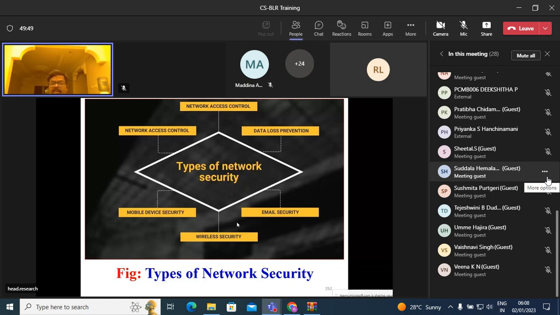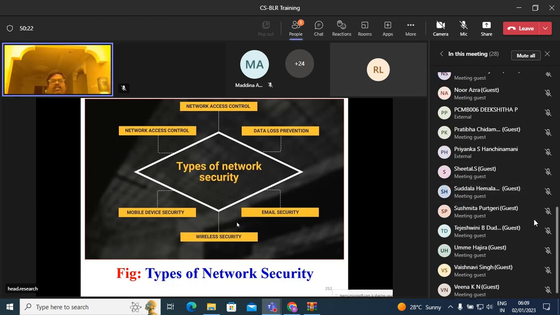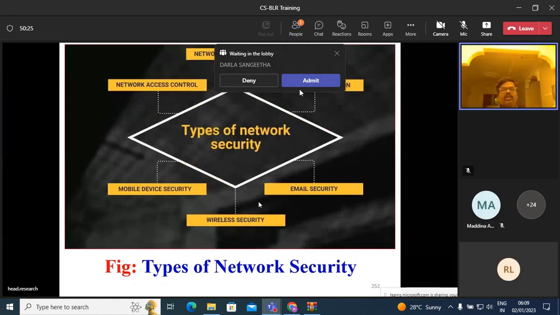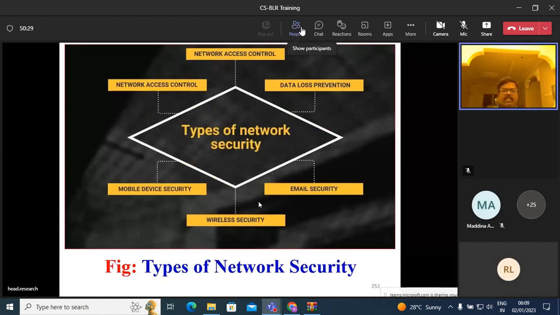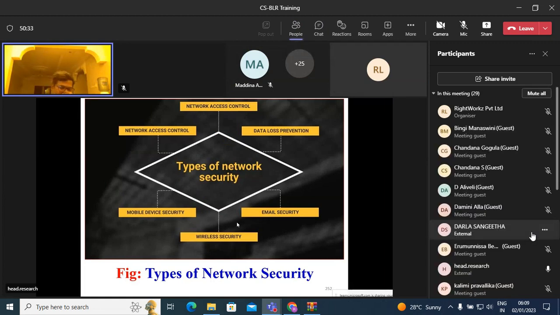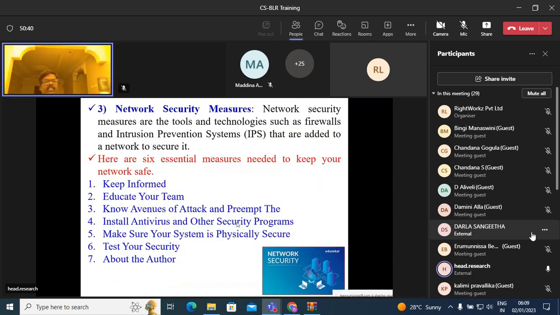Then mobile device security. Whenever you are connecting to the internet on your mobile, automatically it searches for local area Wi-Fi facility or any kind of mobile apps for using sensitive data or important apps related to banks. And how you are going to use your security mechanisms in mobile device security. Then the last one is network access control. Network access control means once you are an authorized person, they are allowing you into the system by using your username and password. That is called network access control. Next, the third one is network security measures.